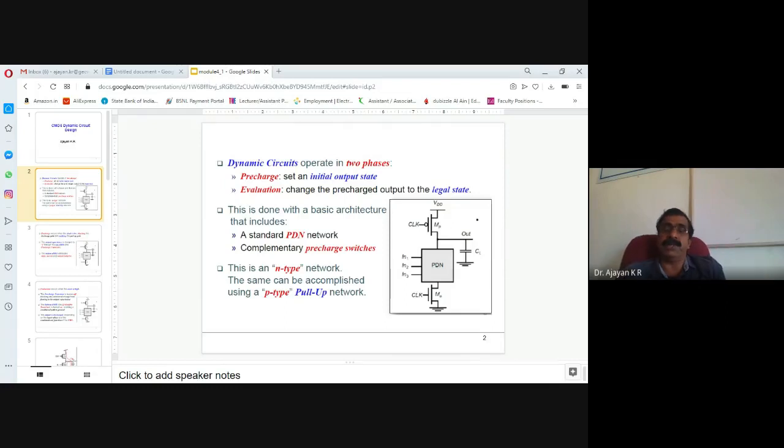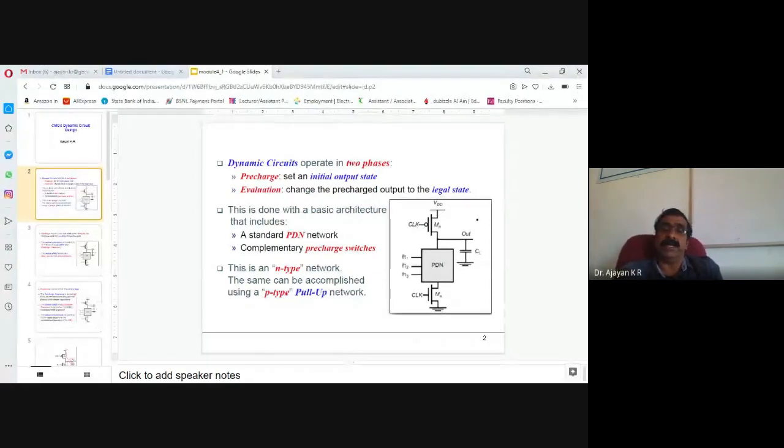So how the pull down network will be formed is, it is formed based on the logic that we are following for CMOS static circuits. For pull up networks that we discussed, if it is a product, it is a parallel combination. If it is a summation or an OR operation, it is a series. For pull down network, it is the reverse. That is, for a product, it is a series. For a summation, it is a parallel combination. So depending upon that, we are getting a negative logic.